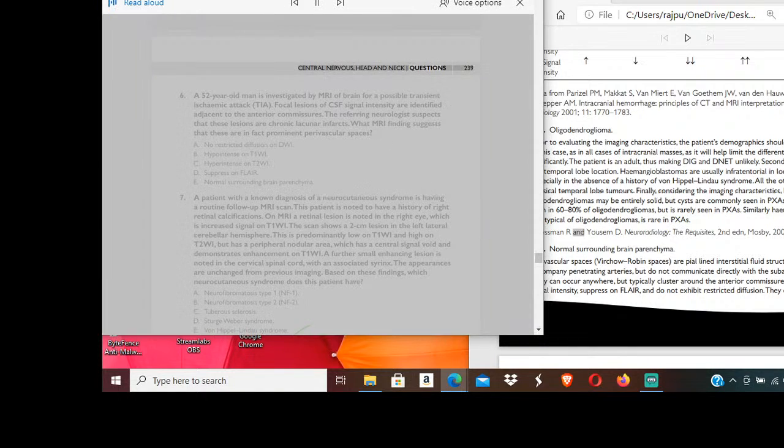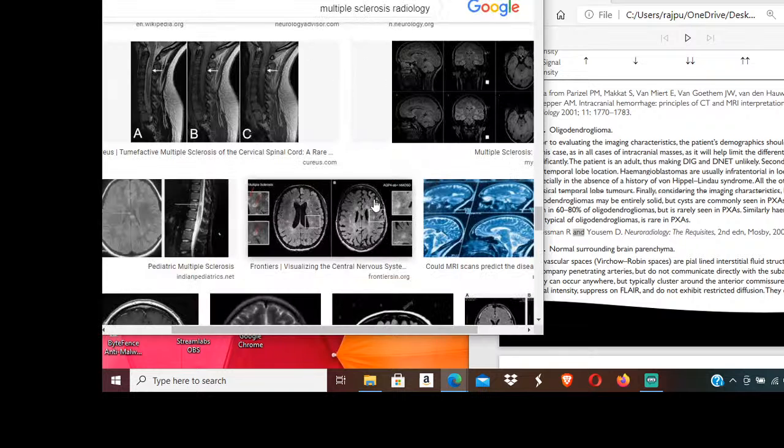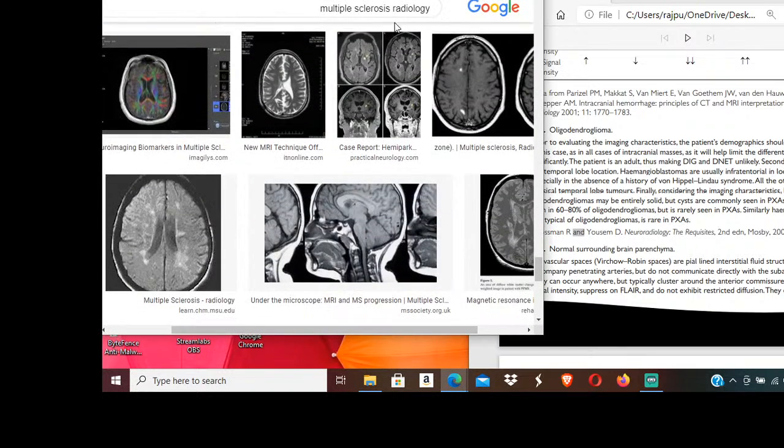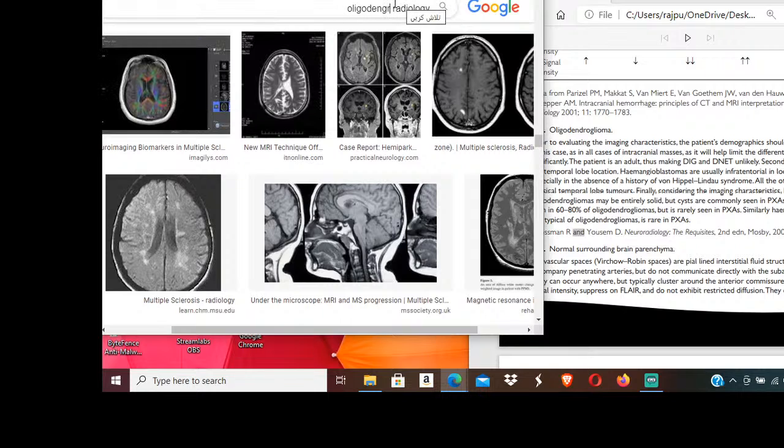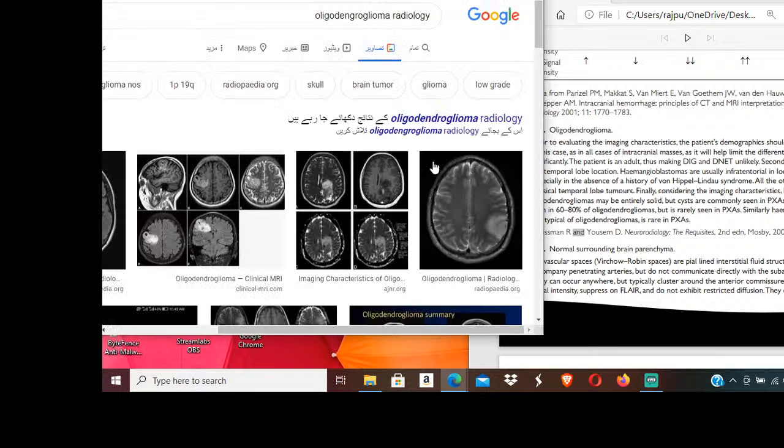Central nervous, head and neck questions 239. 6. A 52-year-old man is investigated by MRI of brain for a possible transient ischemic attack, TIA. Focal lesions of CSF signal intensity are identified adjacent to the anterior commissures. The referring neurologist suspects that these lesions are chronic lacunar infarcts. What MRI finding suggests that these are in fact prominent paravascular spaces?